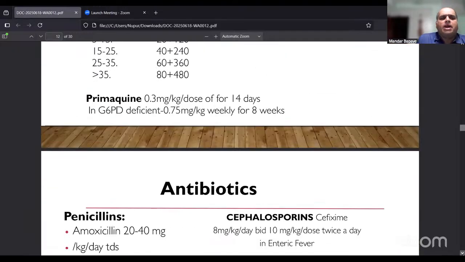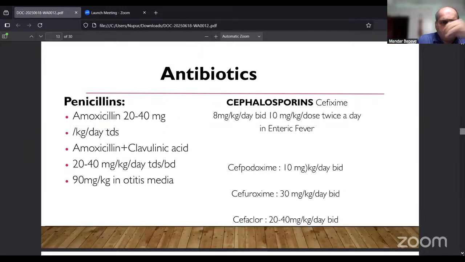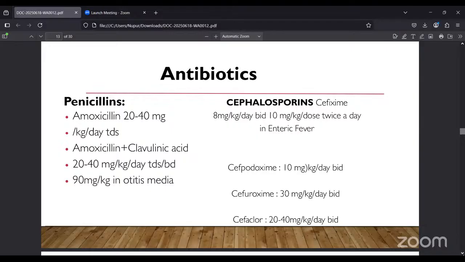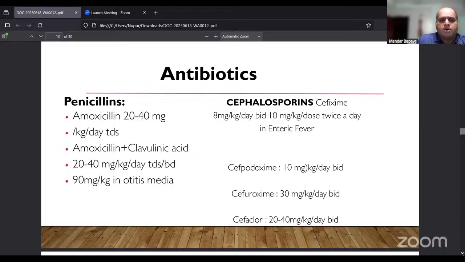We come to antibiotics, and the commonest used antibiotics are the penicillin group, which is amoxicillin in a dose of 20 to 40 milligram per kilogram per day in 3 divided doses. And there is a more advanced combination of amoxicillin and clavulanic acid, which is given in a dose of 20 to 40 milligram per kilogram per day. We also give high doses, as high as 90 milligram per kilogram, in patients with otitis media.